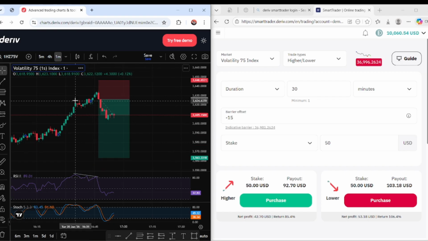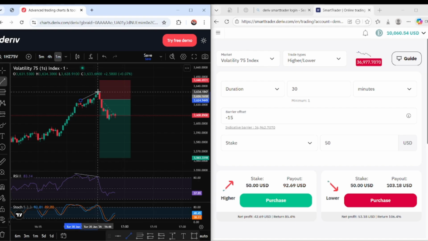So this one was a good one. This is a very good divergence. See, this is a very good divergence.